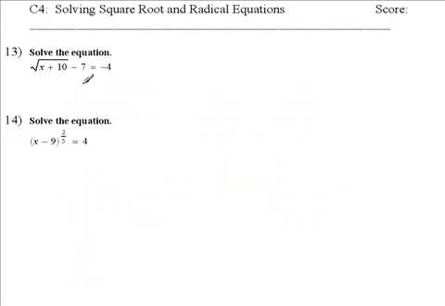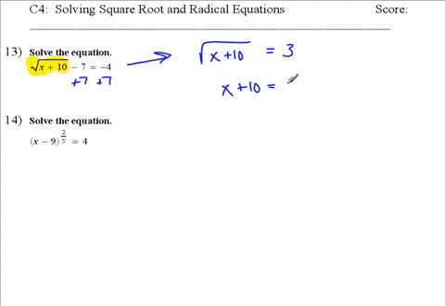All right, concept 4, we're going to solve the equation number 13. What I need to do here is isolate this radical. I need to get that thing by itself, and then I'll go ahead and square both sides. So if I isolate that radical, the first thing I would do is add 7 to both sides. That gives me the radical x plus 10 is equal to 3. Now I want to get rid of the square root, so I'm going to square both sides. So x plus 10 would equal 3 squared, or 9.